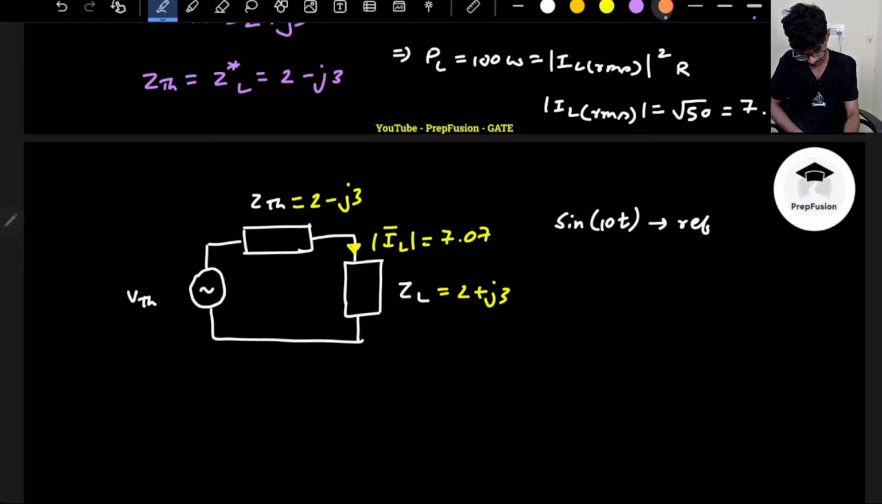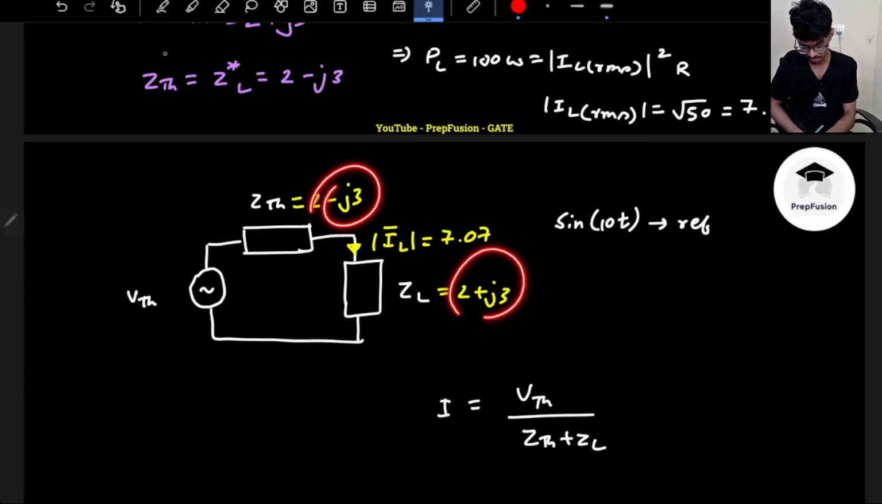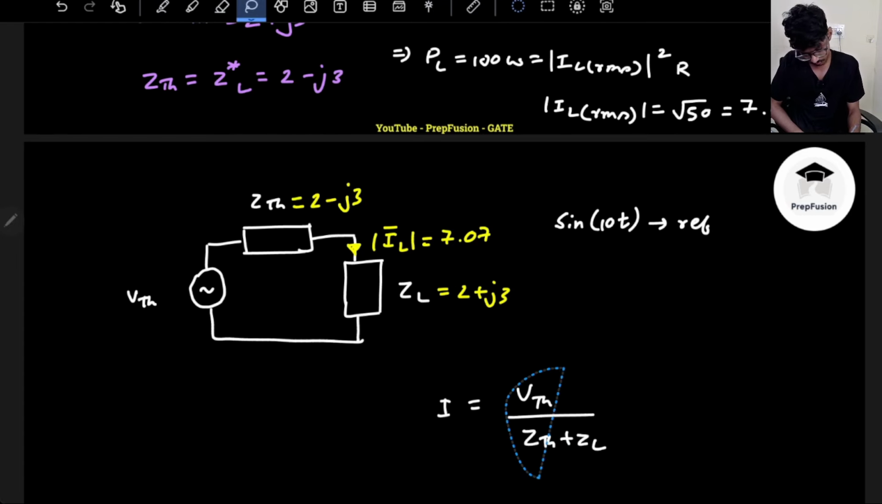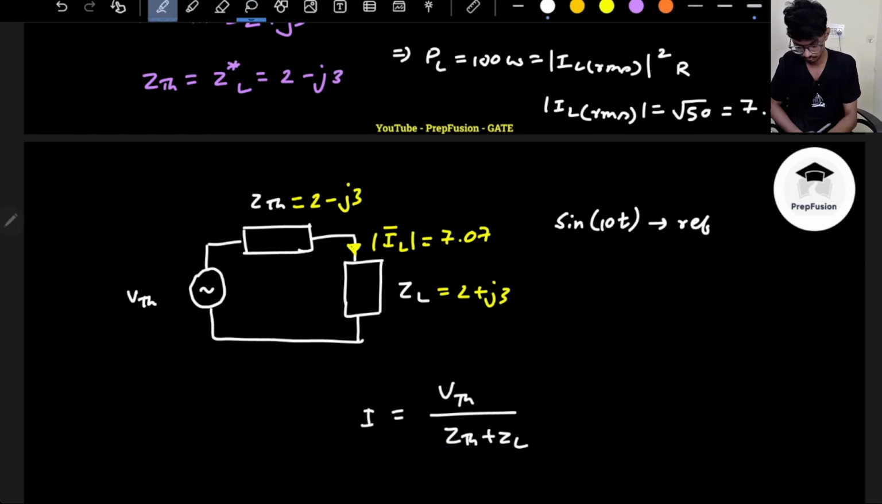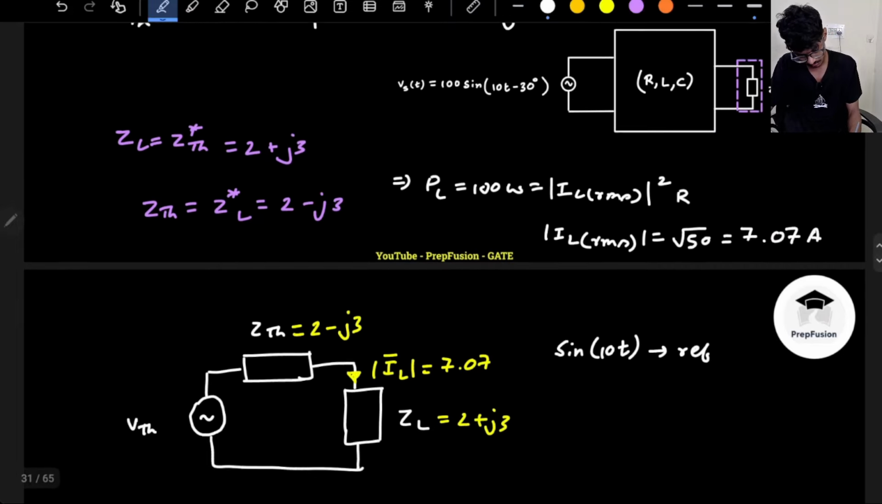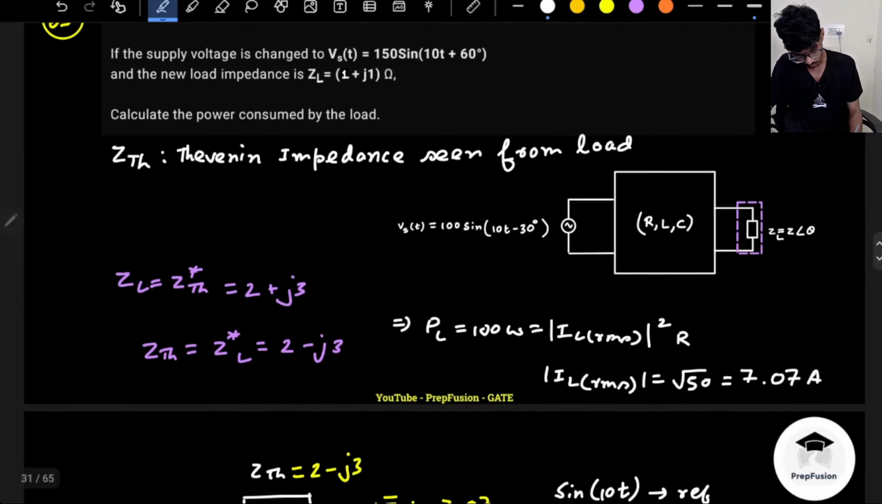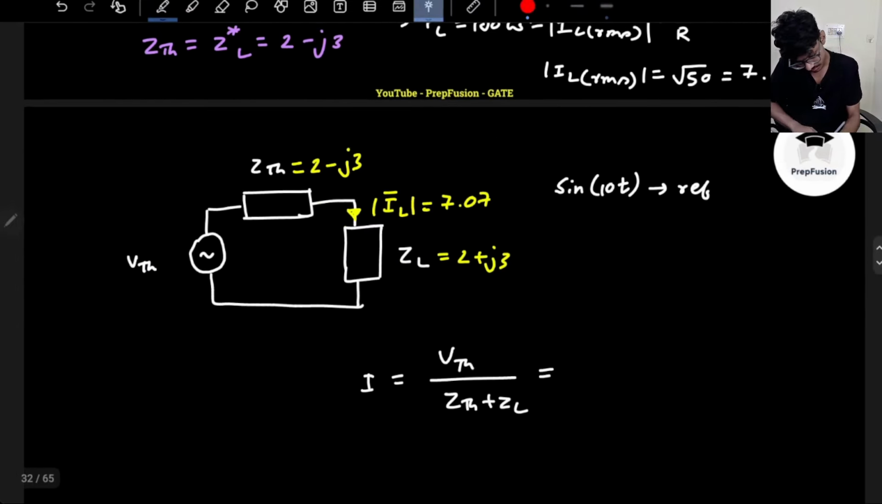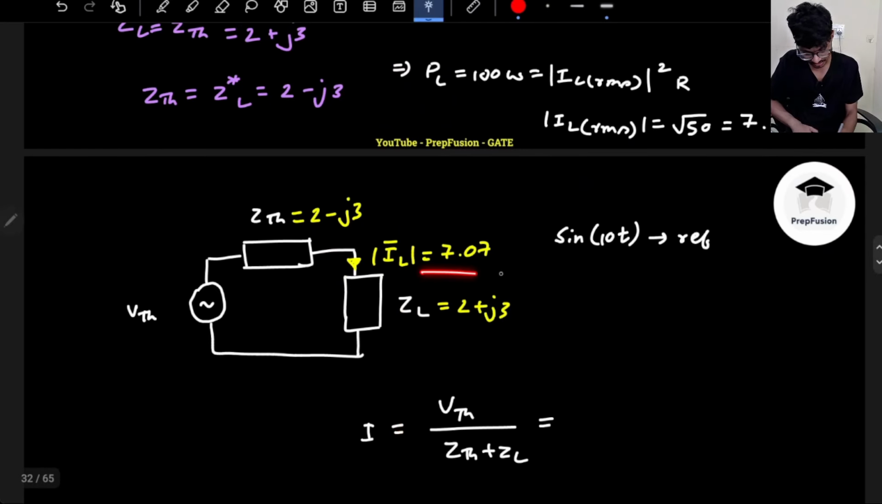So overall, what is the overall current I? The overall current I will be equal to VTH divided by ZTH plus ZL. In this case the imaginary components are opposite, so they cancel. What is VTH? I don't know what VTH is, but I do know what I is. The magnitude of I is 7.07.